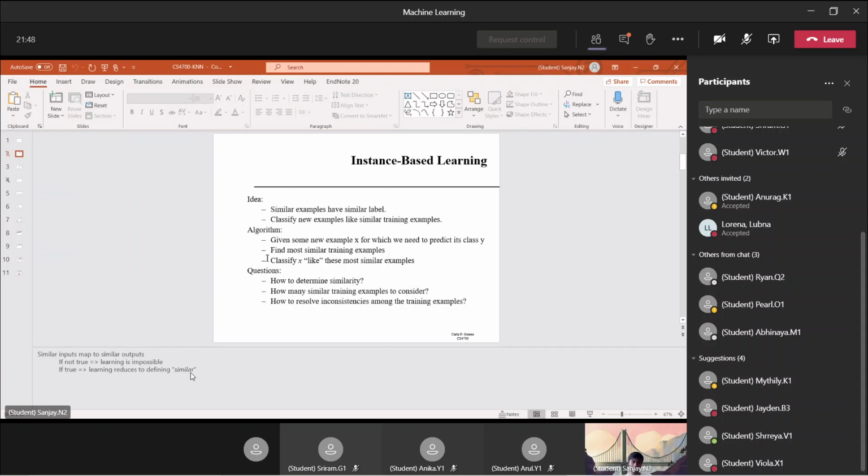The questions are basically at this point: if we're given this algorithm, we find the most similar training examples, and then classify x. K is just some number, so that could be like 5, 10.